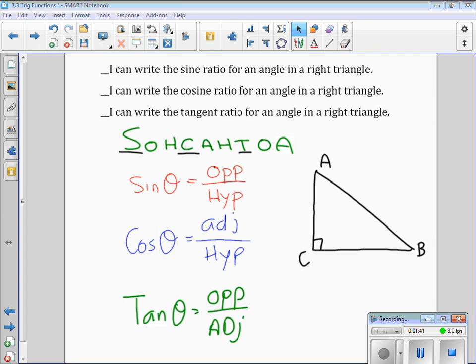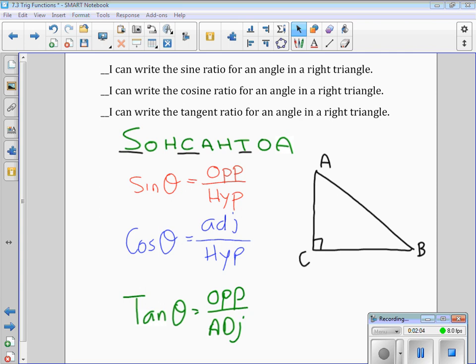So the first three letters, S-O-H, S is the sine part of it, and then the OH represents the opposite and hypotenuse part of it. And then the C comes along, and then we have cosine, and then the A and H represents adjacent and hypotenuse. And then the T comes along, and that stands for tangent, and that's equal to the opposite over adjacent.